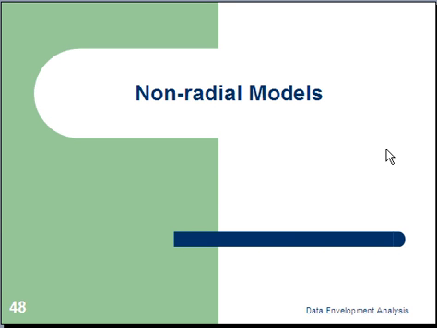Non-radial models. Now, the input-oriented or the output-oriented envelopment models are also called radial models because the inputs are being reduced in the same proportion, or radially. If you recall, how you get the projection on the frontier is you connect a DMU with the origin. So this is how you get the projection radially. All these models are called the radial models. Here we're going to introduce a set of models that's called non-radial models.